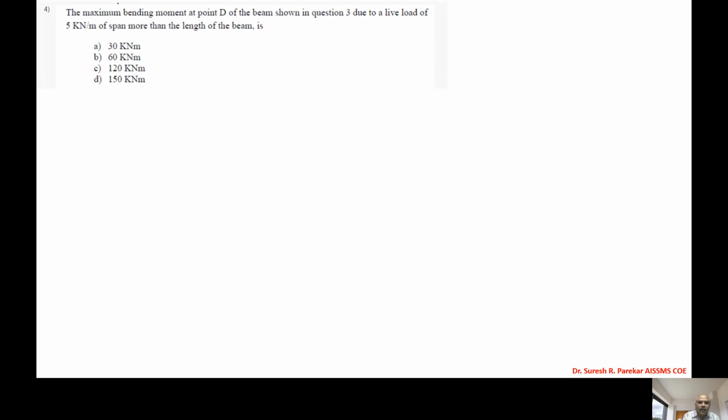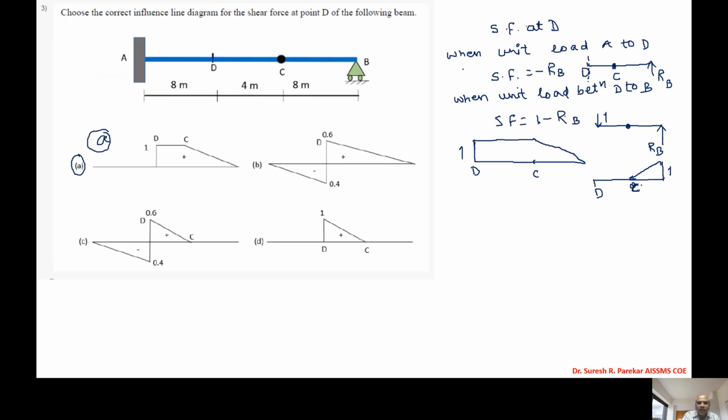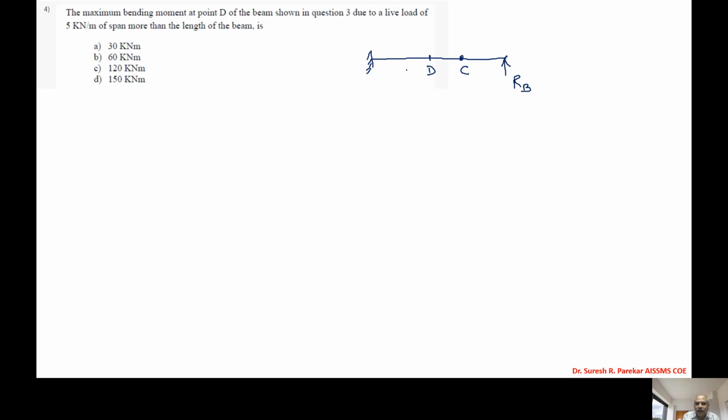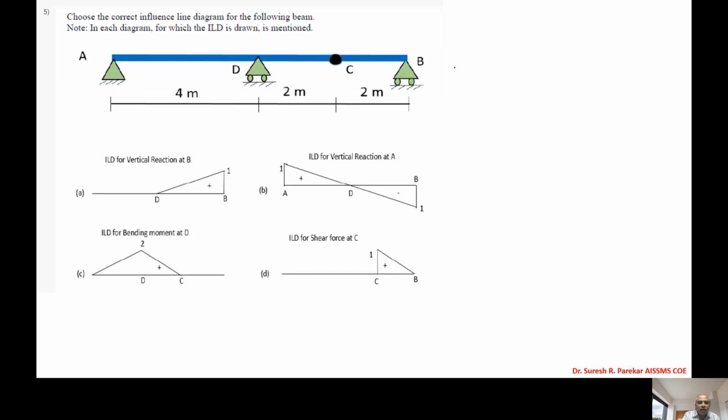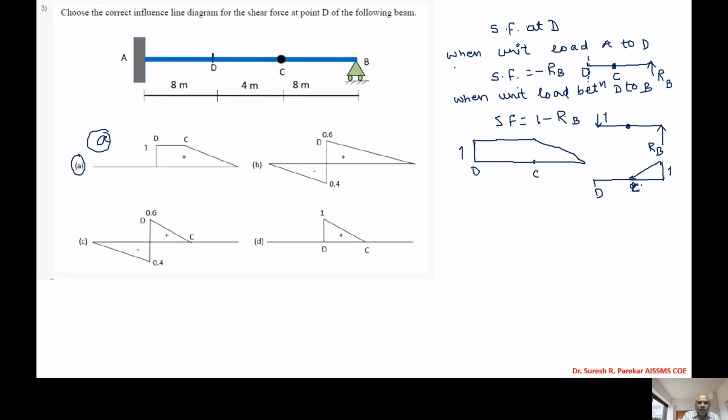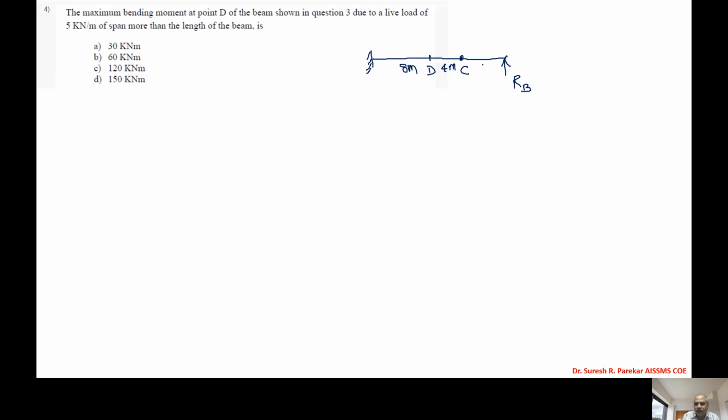Then we will go with question 4: the maximum bending moment at point D of the beam shown in figure 3 due to live load more than this span. Now we will go for bending moment at D. So this will be RB. We have this as point D and this is C. Now if we see the distances, we have 8 meters, then D to C we have 4 meters, and again 8 meters.